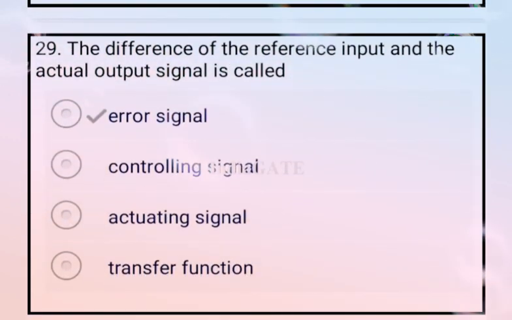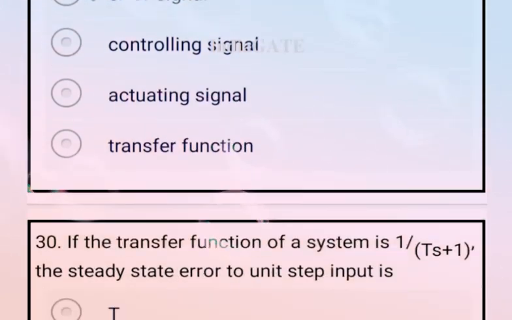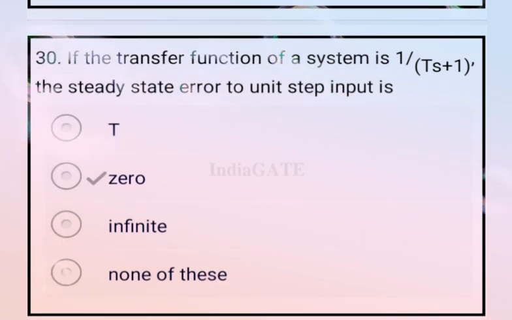Next question, the difference of the reference input and the actual output signal is called? So correct answer is option A, error signal. Next question, if the transfer function of a system is 1 upon Ts plus 1, the steady state error to unit step input is? So correct answer is option B, that is 0.